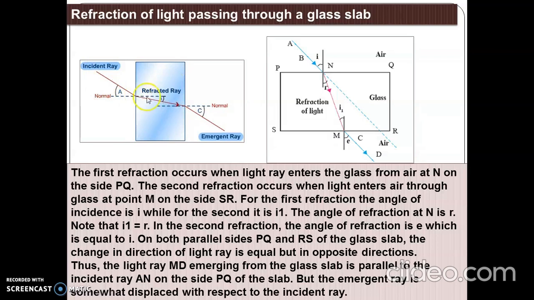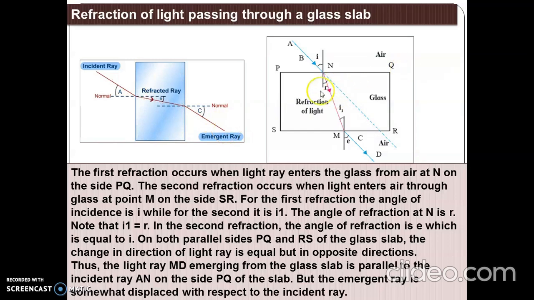Then it is slightly bending inside, and when it comes out again, it goes in this direction. Again, look at the path. The incident ray comes towards the glass slab and slightly moves near the normal. Then it travels this way, and when it comes out of the glass slab, it moves away from the normal. So this is my incident ray and this is my emergent ray. Here we have three things: the incident ray, the refracted ray, which moves close to the normal, and the emergent ray that comes out of the glass slab.